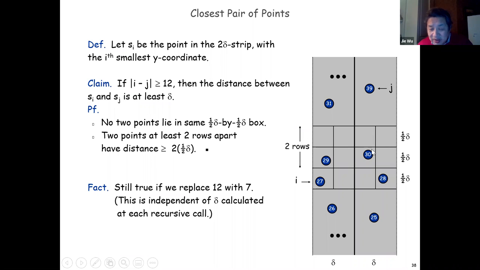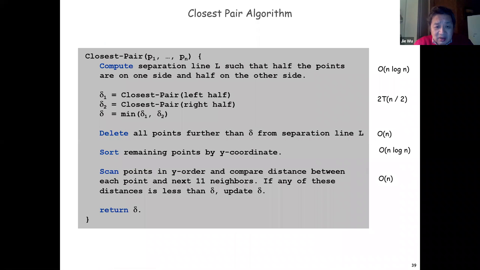Remember the delta is the minimum of left and right, which you already have. Then for each data point, you only look at a constant number of neighbors because of this theorem. Above that, it's more than delta, so you can eliminate that. And so the total cost for the middle one is order of n. So that's the basic idea, so I don't think I need to go through those details.